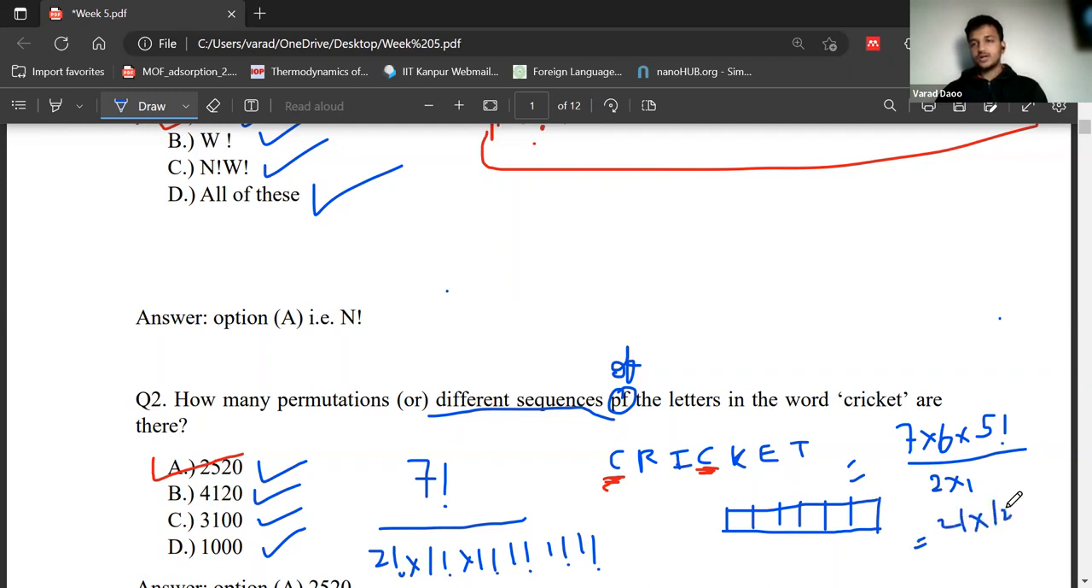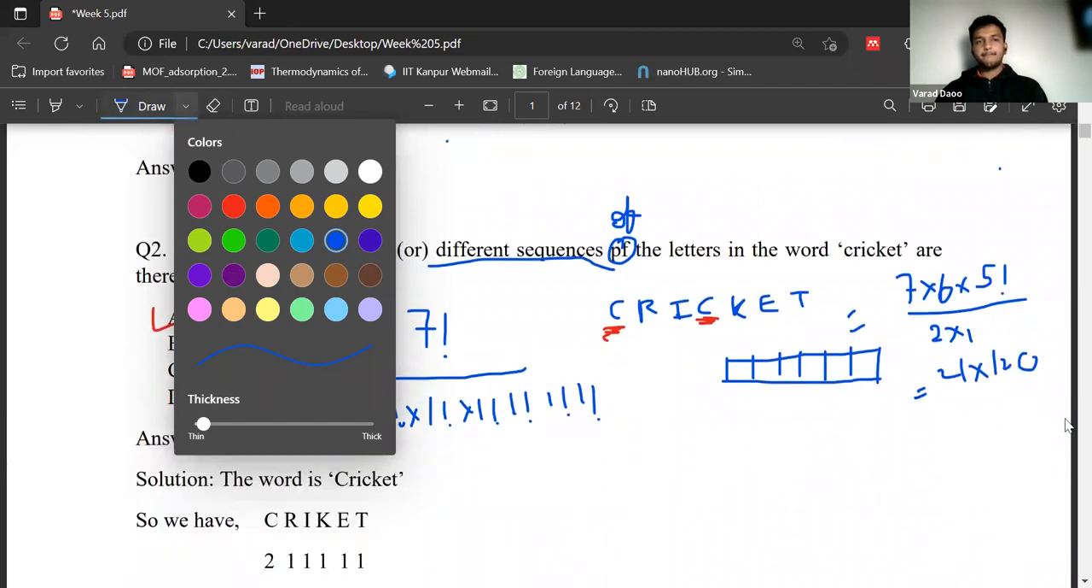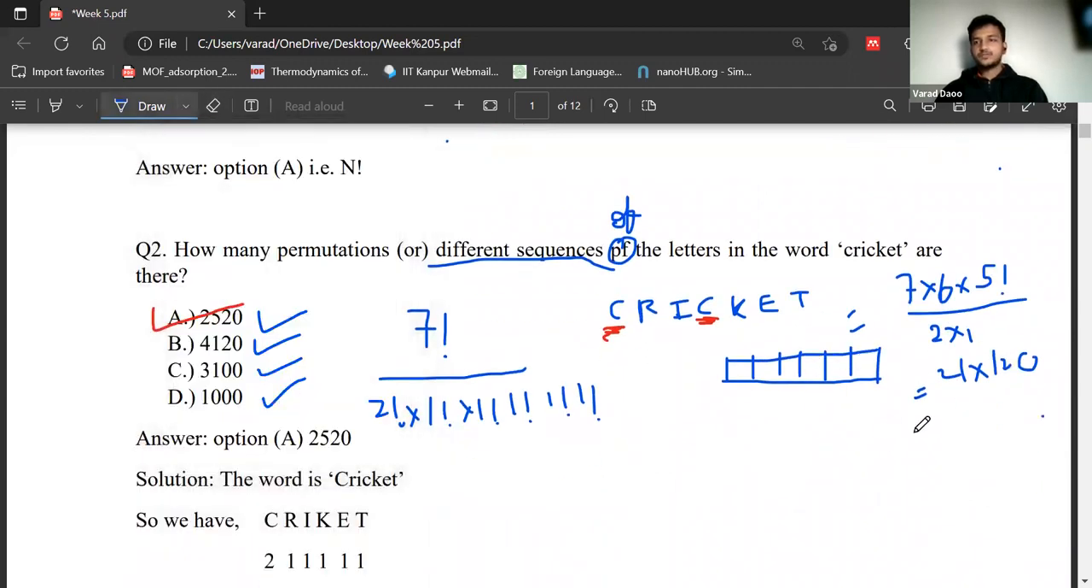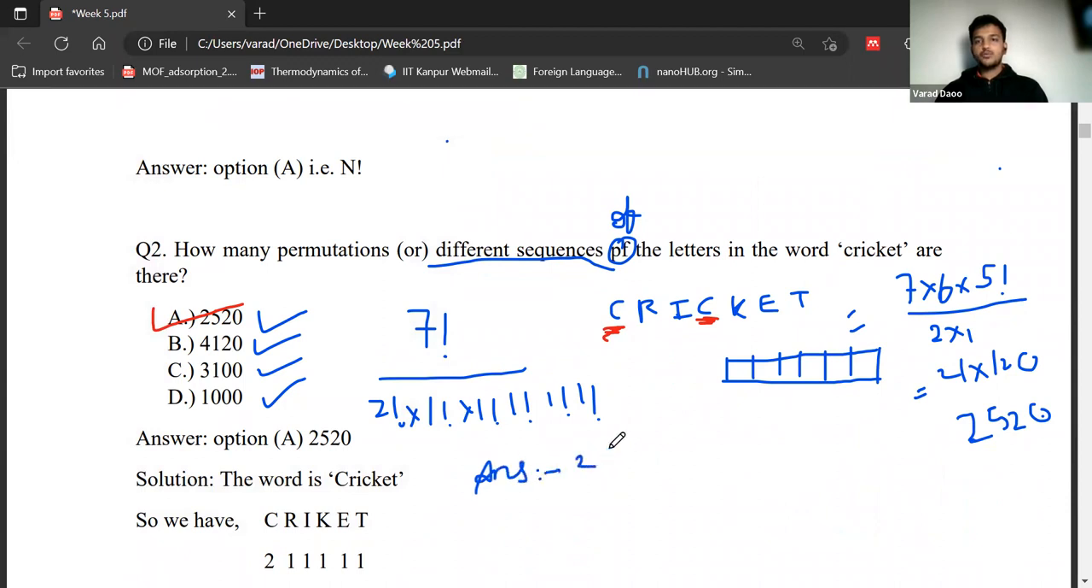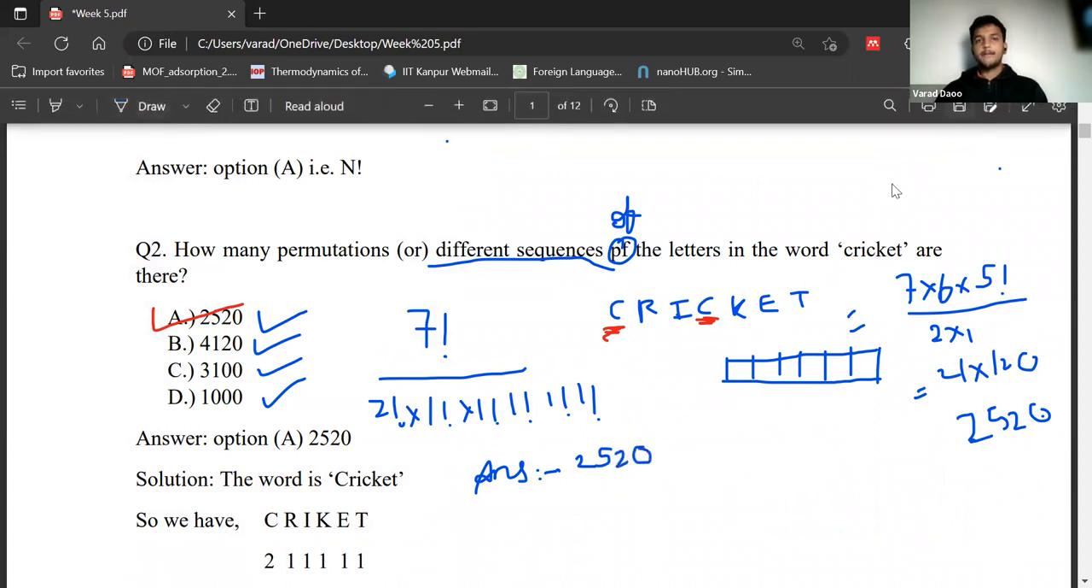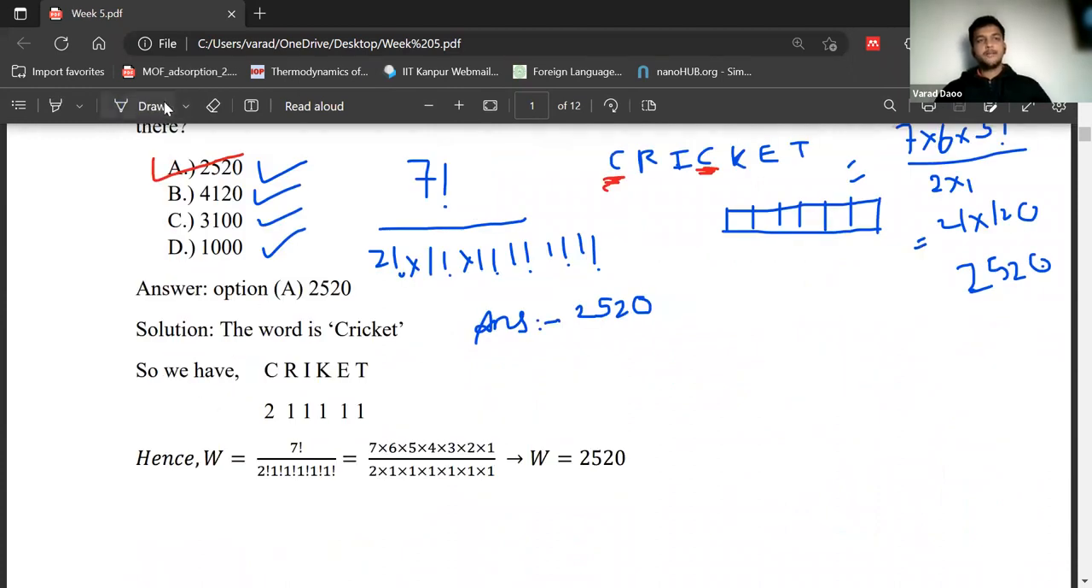What is 5 factorial? 120, right? So basically it will be 21 into 120. So 2520. Okay, so the answer is 2520.